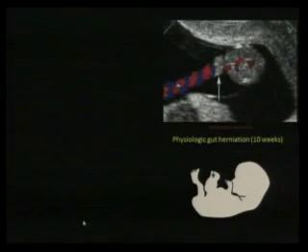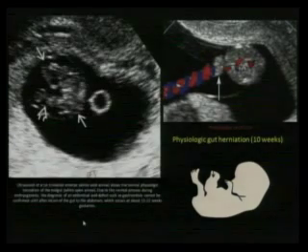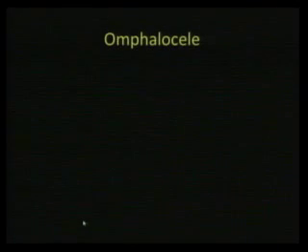So again, physiologic bowel herniation. Here's an example. Here's the umbilical cord, and here's the echogenic lesion at the base of the umbilical cord. This fetus was 10 weeks, so this is just physiologic gut herniation. Here's another example from StatDX. Here's our yolk sac, here's our head, and this is the physiologic gut herniation here as well. Again, timing is very important.